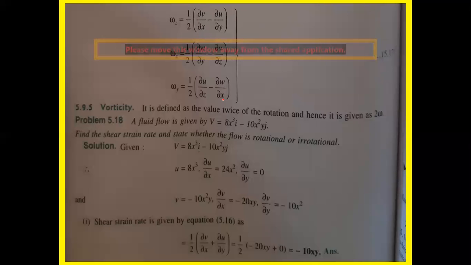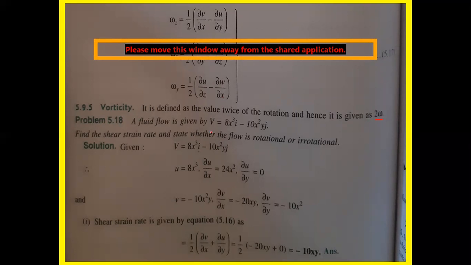So with this we are having three types of motion in the problems. Then what is the vorticity? It is defined as a value twice the rotation, and hence it is given as 2w, that is angular rotation, vorticity. Now based on these small things, we are having some problems related to the types of motion.